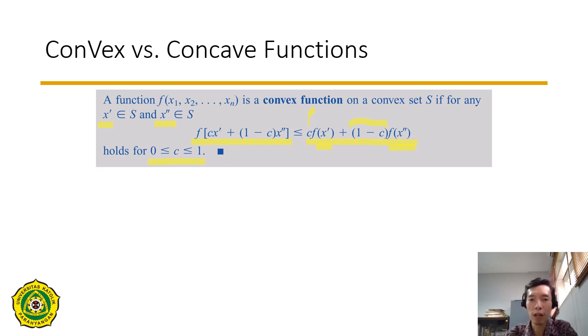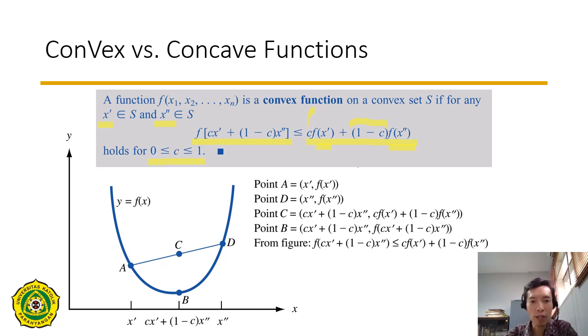So let's see the image to see how it works. So let's say we have 2 points. One is point here x prime and the other point is here x double prime. And then we have a point between them. So this point in the middle is calculated using c times x prime plus 1 minus c times x double prime. So it's a linear combination between x prime and x double prime. Now let's see the function value for each of those points.